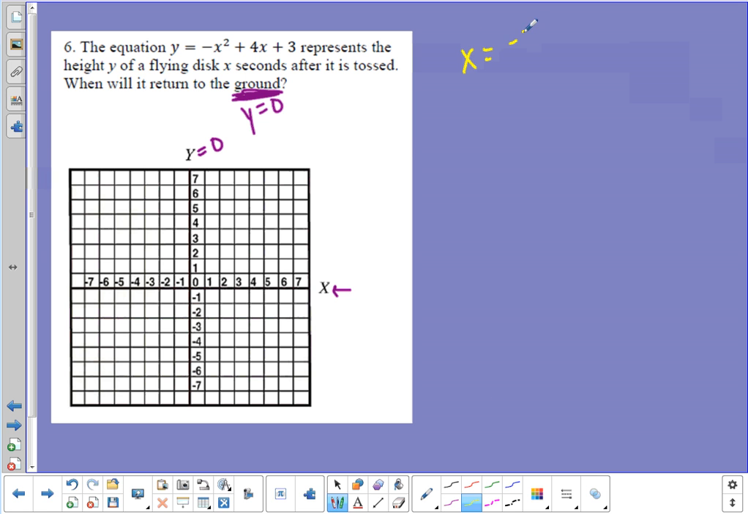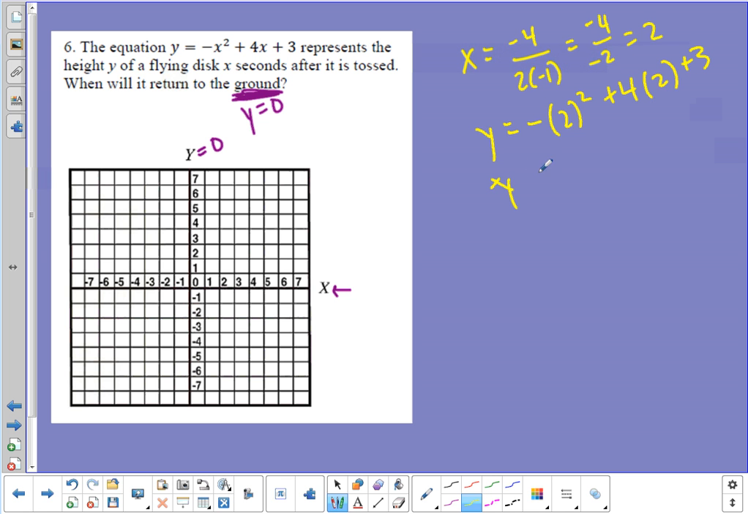That's negative 4 over 2 times negative 1, negative 4 over negative 2, 2. Plug it back in. The opposite of positive 2 squared. This is where that negative is on the outside because my x value is just 2. I have a negative, but it's on the outside. Plus 4 times 2 plus 3.